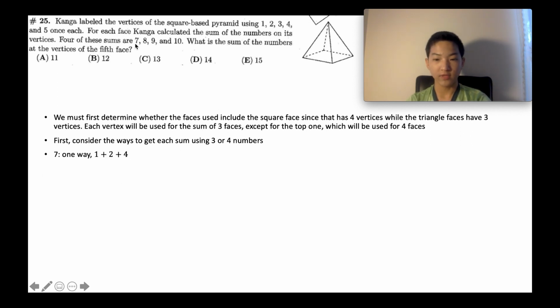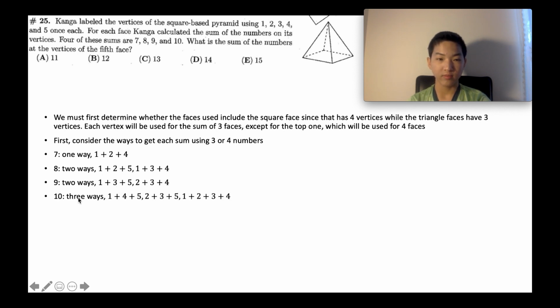So to get the sum of 7, there's only one way, 1 plus 2 plus 4. To get the sum of 8, there are 2 ways listed. 9, 2 ways listed. 10, there are 3 ways. Notably, one of the 3 ways is this way right here, with 4 numbers.